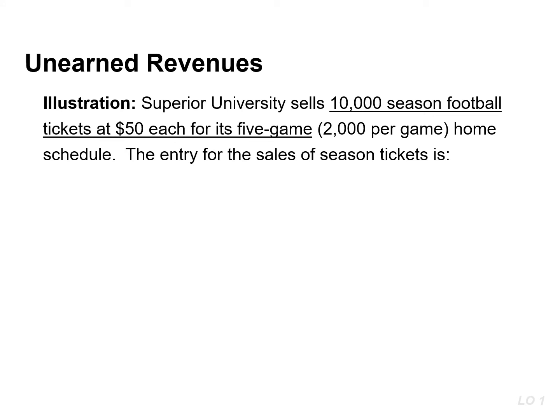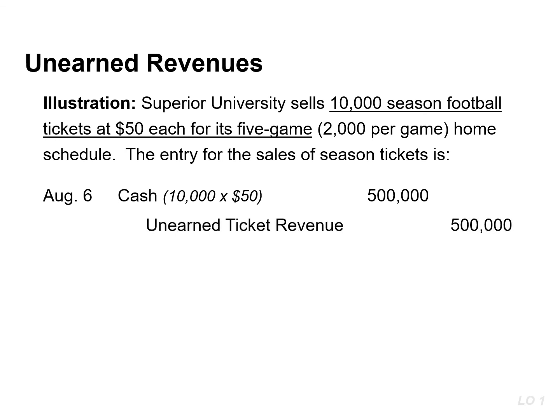Season tickets for sporting events are also paid for in advance. Let's assume that this university sells 10,000 season football tickets at $50 each for its 5-game home schedule. The university makes the following journal entry: a debit to cash for $500,000 and a credit to unearned ticket revenue for the same amount. The university reports unearned ticket revenue as a current liability.